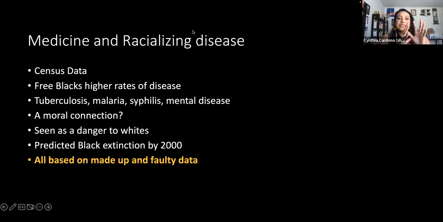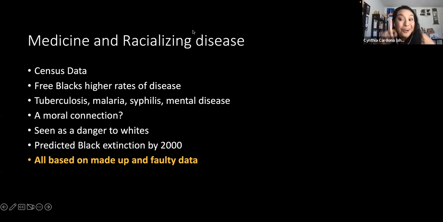And to them, this was evidence that Black people were more or less moral, worse off than white people, right? They're like, aha, this is evidence that white people are better. We're clearly better than Black people because just look at how sick Black people get. And therefore, they're a danger to us. They're carrying around tuberculosis and malaria. If we allow Black people near us, they're going to get us sick.